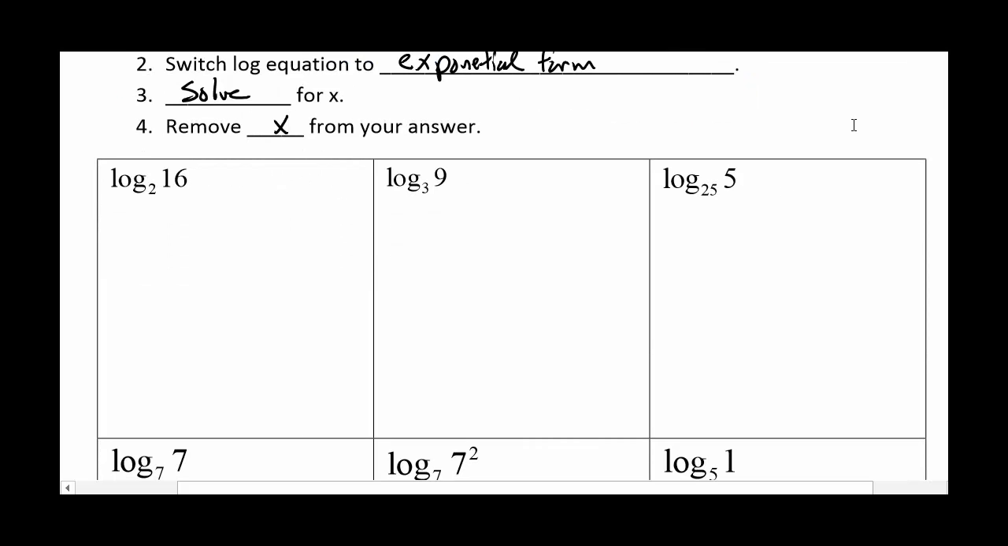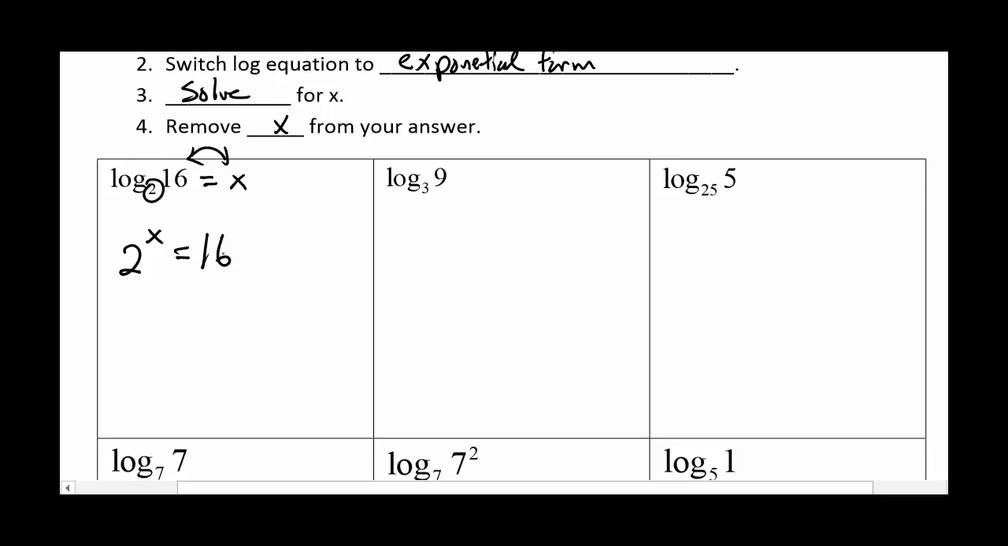I would like to simplify log base 2 of 16. So I'm going to set that equal to x for a moment, and then I'm going to rewrite this in terms of its exponent form. So remember, we take that base. What's the base of the exponent? It's 2. And then I want to switch the x and y places. So 2 raised to the x power equals 16.